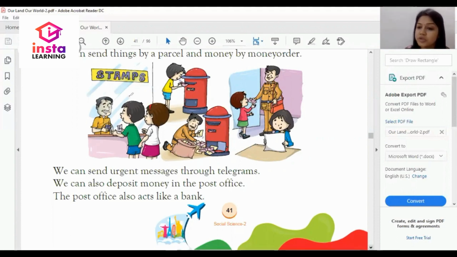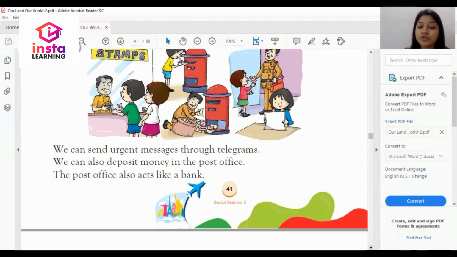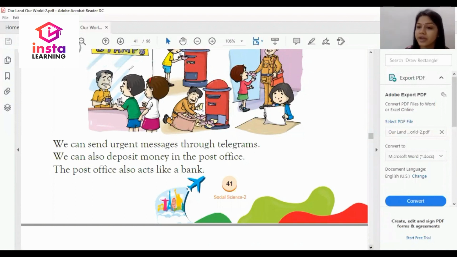We can also deposit money in the post office. हम पोस्ट ऑफिस में बच्चों अपनी मनी को भी डिपॉजिट कर सकते हैं, मनी को सेव कर सकते हैं. The post office also acts like a bank.